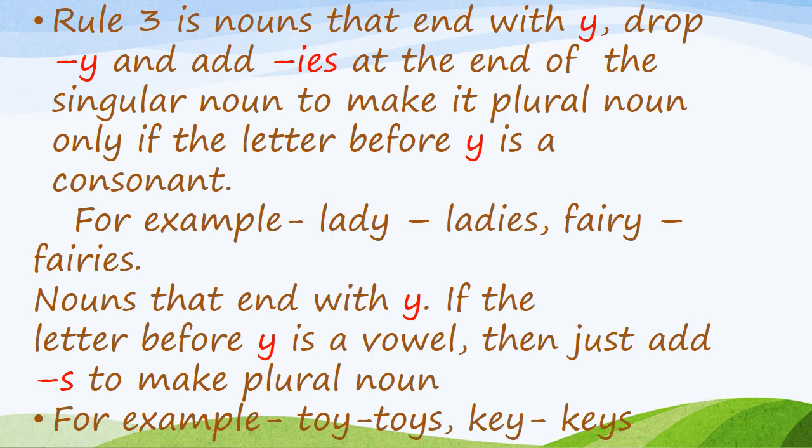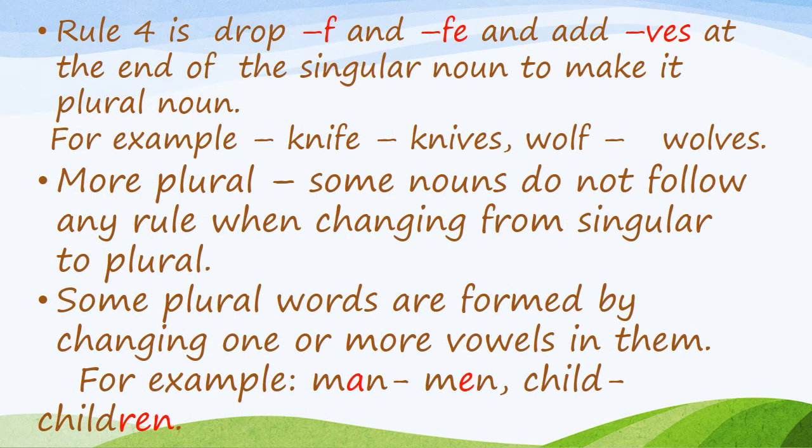Nouns that end with y, if the letter before y is a vowel, then just add s to make the plural noun. For example, toy, toys, key, keys. Rule 4 says, drop f or fe and add ves at the end of the singular noun to make it a plural noun. For example, knife, knives, wolf, wolves.